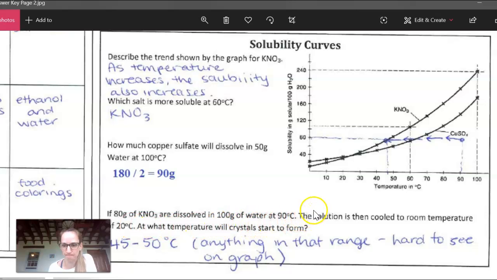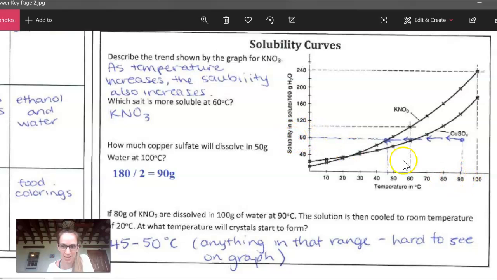All right, so we start at 90 degrees, and if you go up, way more than 80 can dissolve. 200 can dissolve. So we're not even close to being saturated. It's great. We've dissolved all 80. Then we start to cool, colder and colder and colder. And the question is, when do you reach the point where 80 is your max? And if you get any colder, you won't be able to keep all 80 dissolved. Well, we need to go here to 80. And that's where most students go wrong.